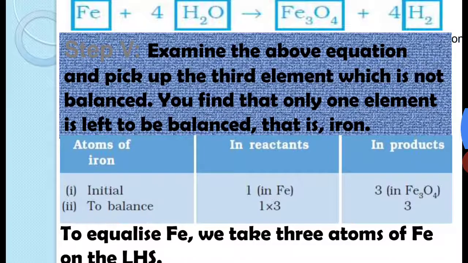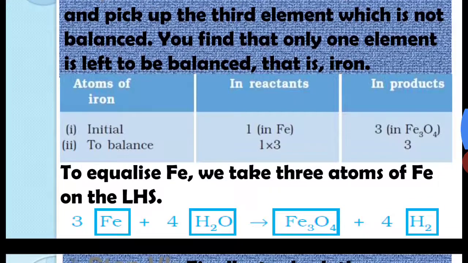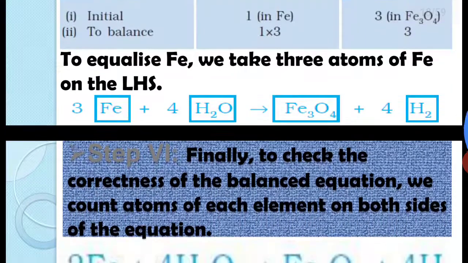In step 5 we balance the iron atoms. We see that there are 3 iron atoms on the product side, so we multiply by 3 on the reactant side. To equalize iron, we take the iron atom on the left hand side of the arrow and multiply it by 3 and write it down.